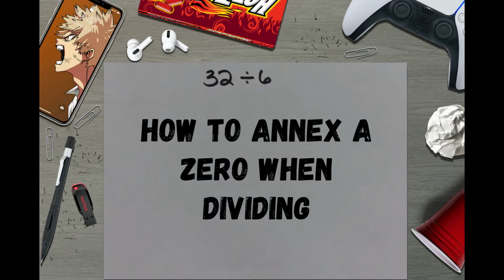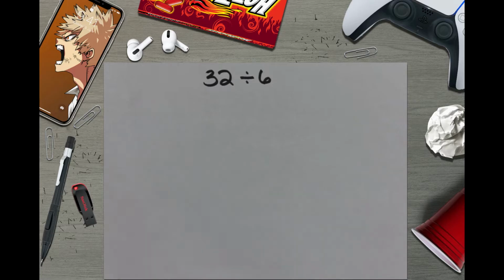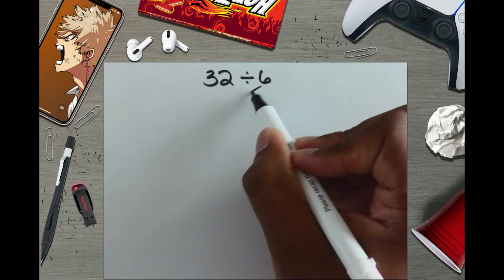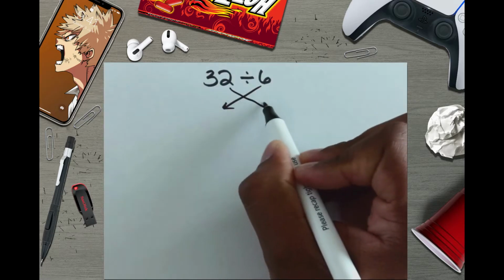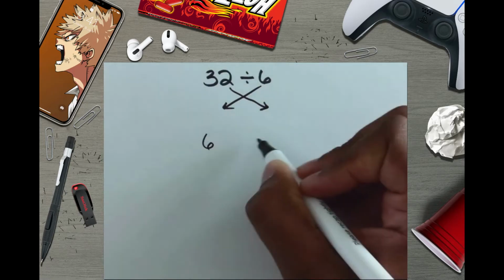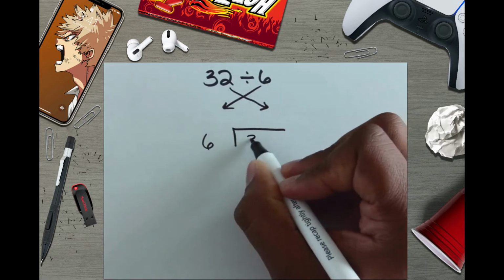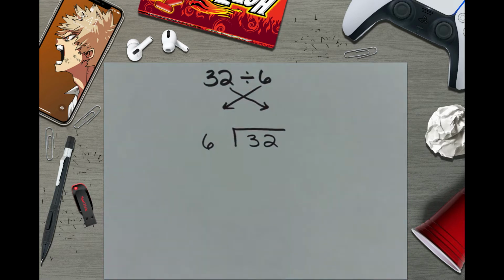Now, the first thing we have to do, at least me, I like to go ahead and divide with a house. So what I'll do is flip my numbers around, because that lets me know that the 6 has to go on this side, and whatever number is first is what goes inside the house.